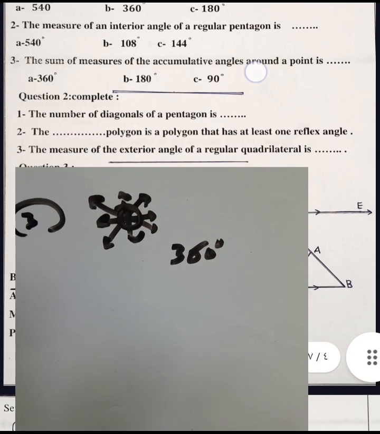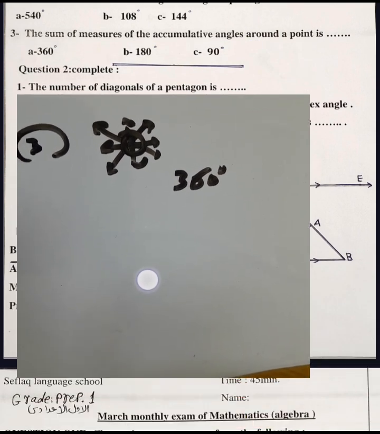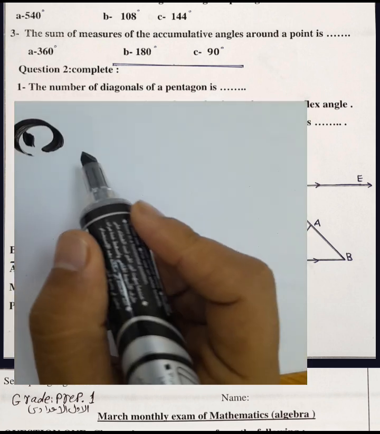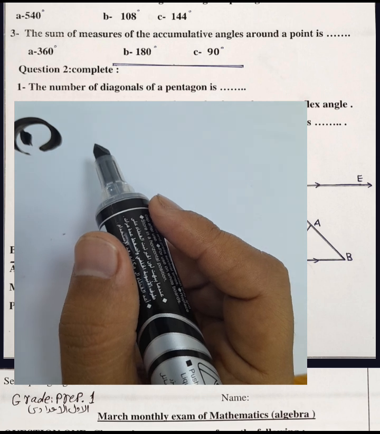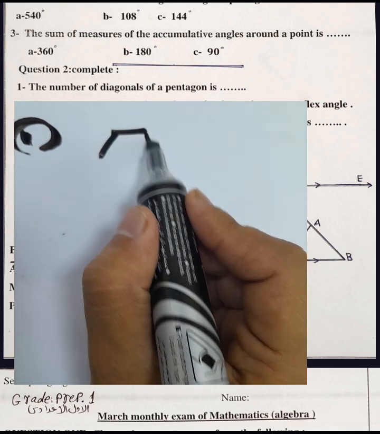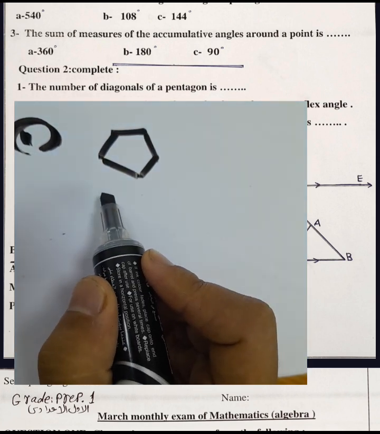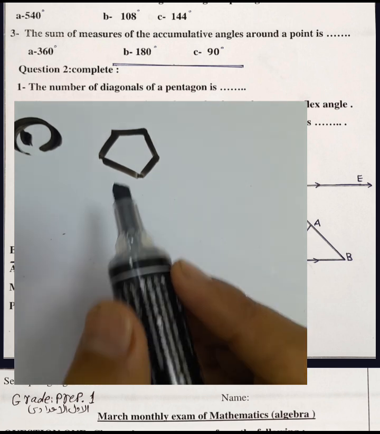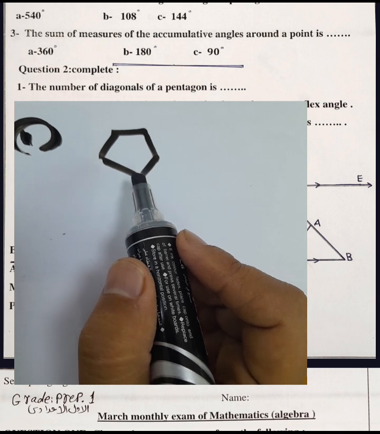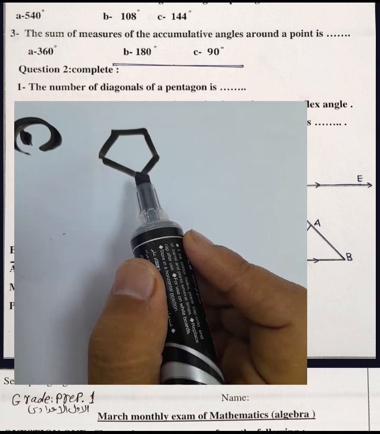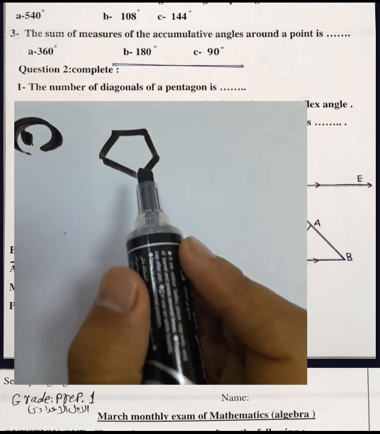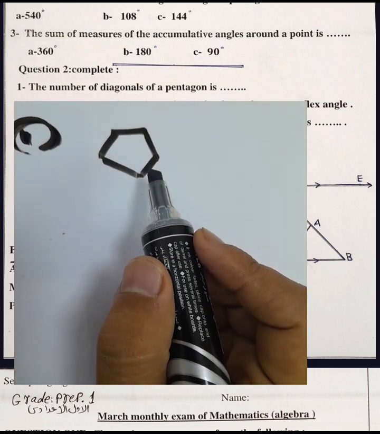Question: the number of diagonals of a pentagon is what? We know a pentagon has 5 sides: 1, 2, 3, 4, 5. And we want to find the number of diagonals. The number of diagonals in a pentagon equals the number of sides. It's a special case, okay?